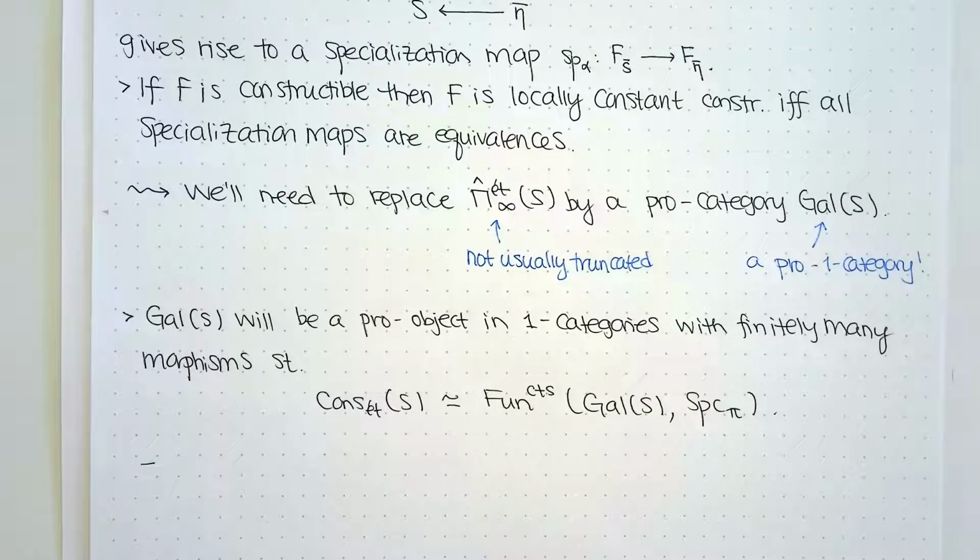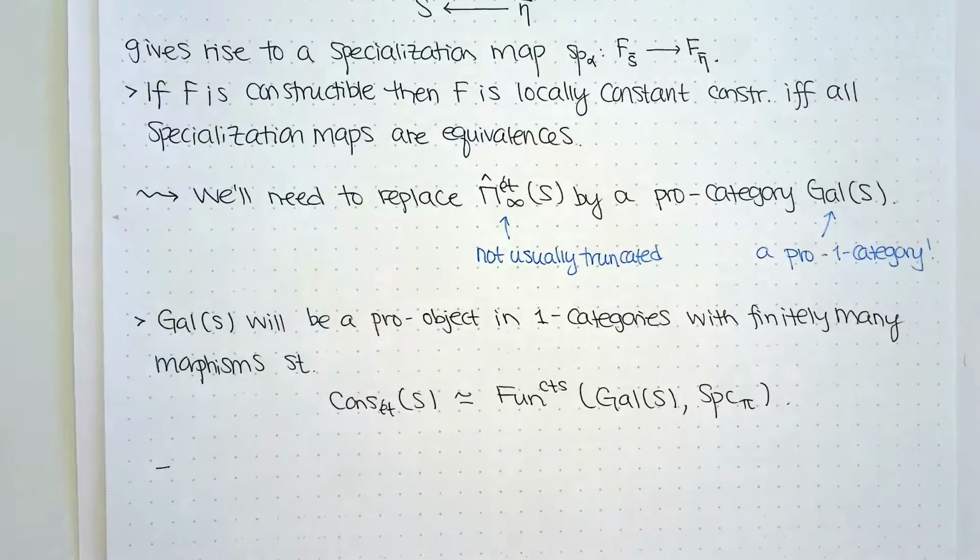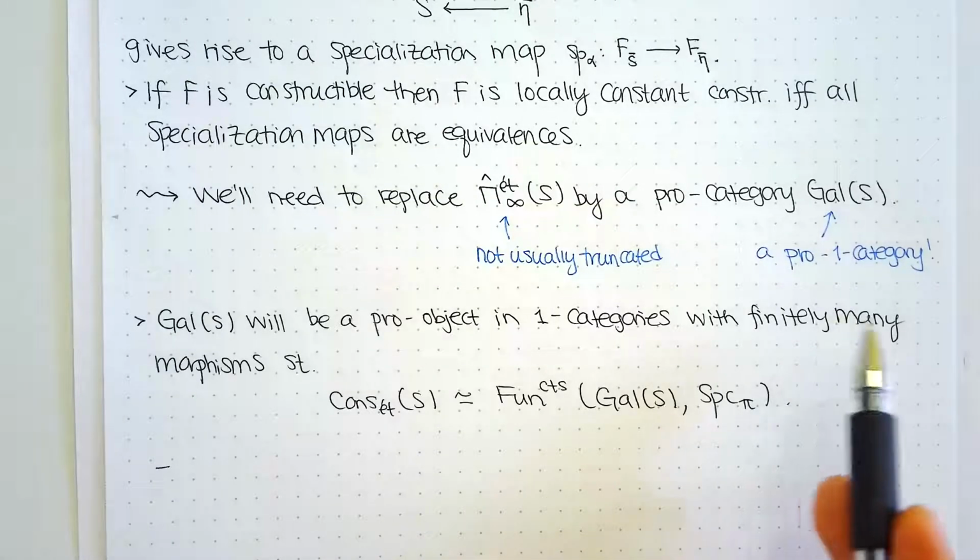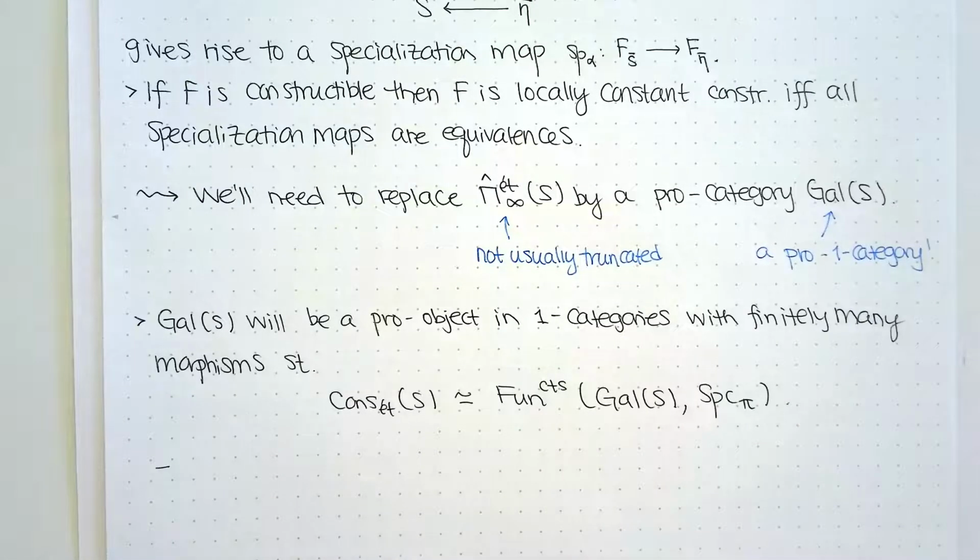Yeah, okay. I guess I'm still a bit confused. Why do you want them to be equivalences at all if you look at non-locally-constant things? Yeah, so we don't want them to be equivalences. That's why it's going to be a category, because not all the morphisms will be equivalences. Ah, okay, I see. Thank you. Yeah, thank you for the question.